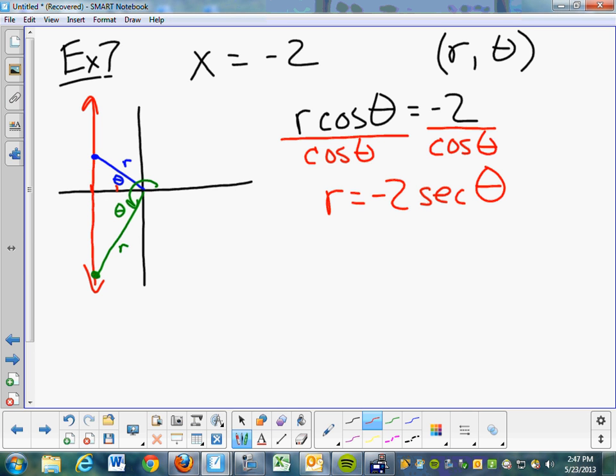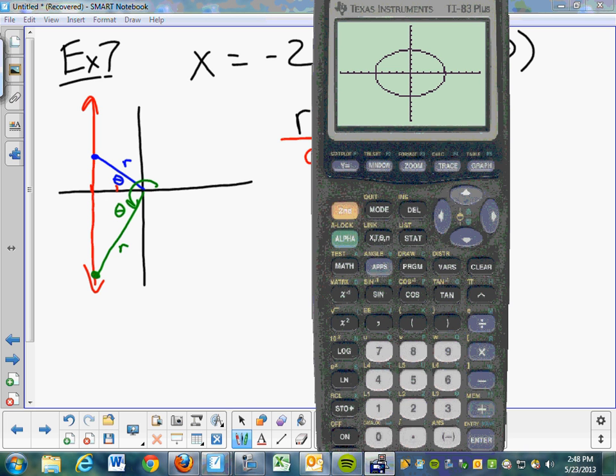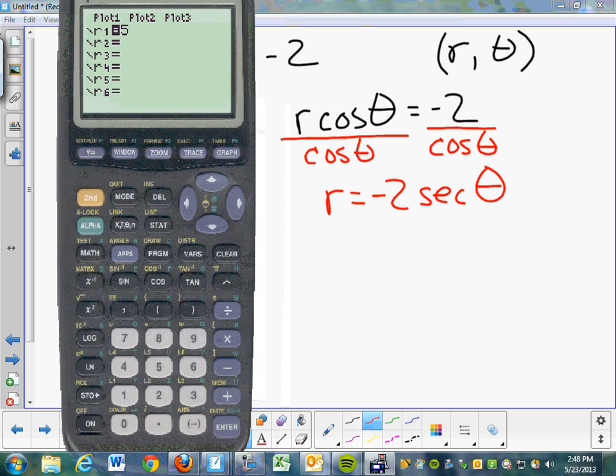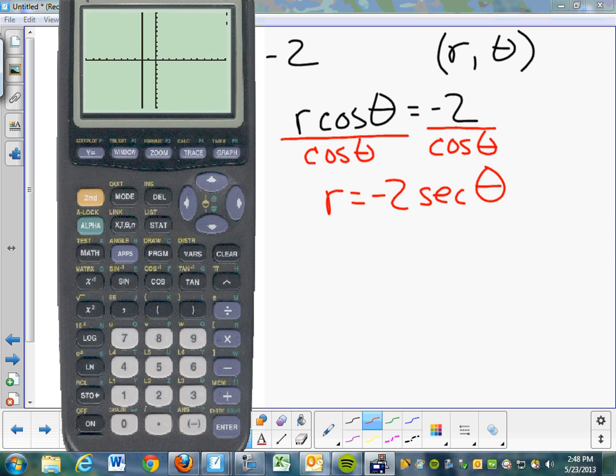Is it possible that that equation could generate a vertical line? Let's check it out. Go into my r value. I type in -2, and I have to go divided by because I don't have a secant button. Theta is just your x value, your variable. And I go to graph. Watch this. Are you ready? Whoa! Look at that. Graph a vertical line. So you can check to see if you're right.